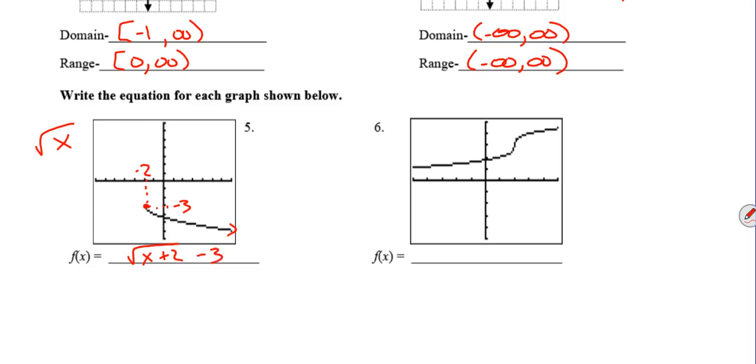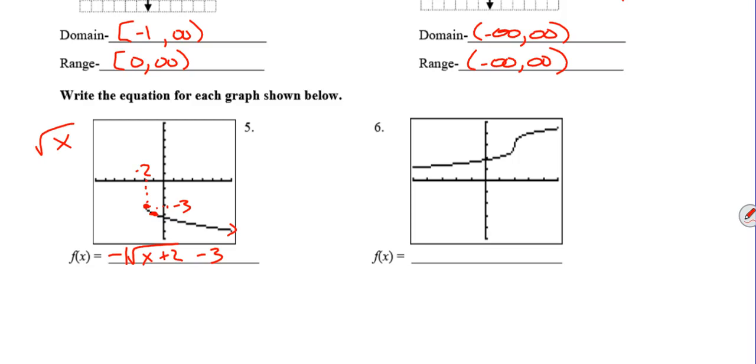Now it's going down, so that's a reflection, and then I think about whether or not it's been stretched. The normal movement is over 1, down 1, and that looks like it's over 1, down 1. So we'll assume that that's a 1.